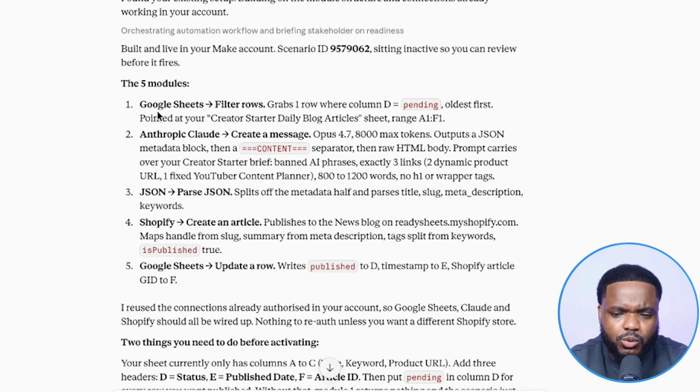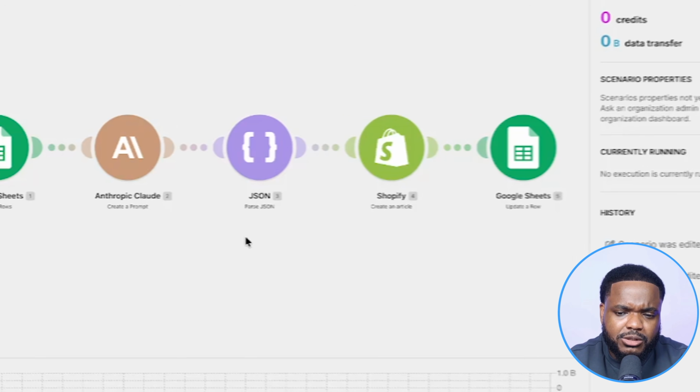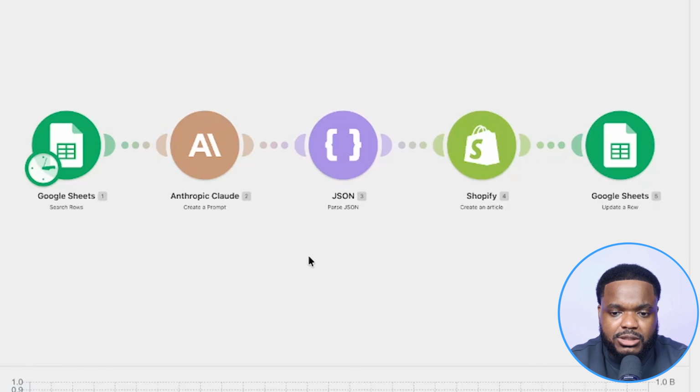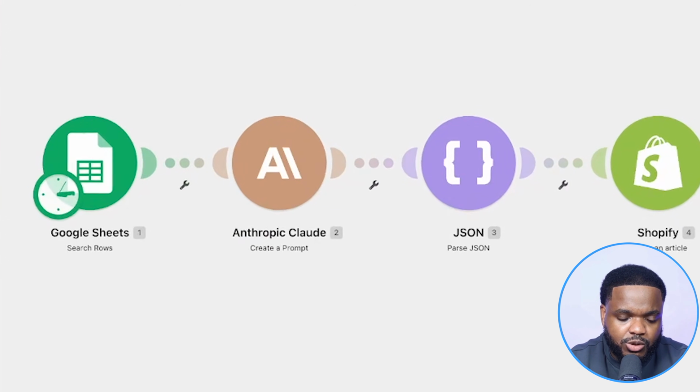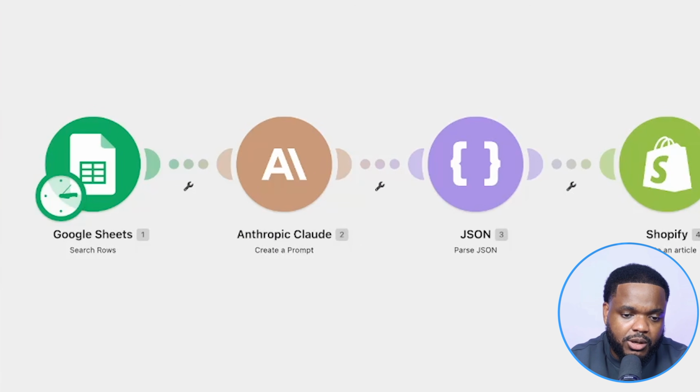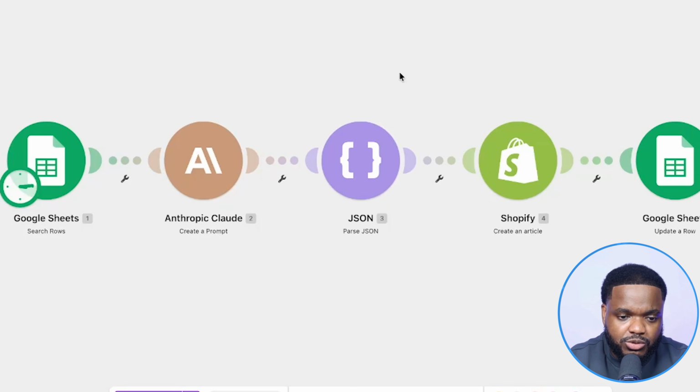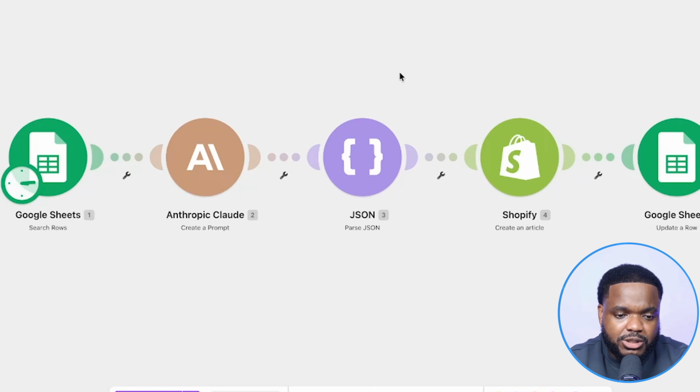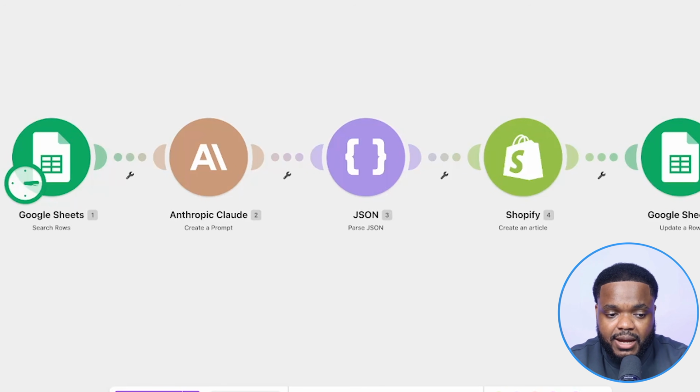So I'm just going to go over to my account. Okay, perfect. So everything has been set up. I didn't need to do anything, as you can see on the screen. The Google Sheet is going to have all of the different blog articles, the Claude module is going to have the instructions as to what it needs to write, and of course we've got Shopify over there in terms of publishing it directly to my website.